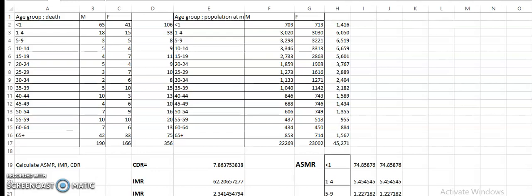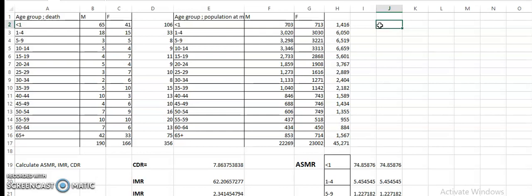Hello guys, it's me again and now I will show you how to calculate the vital statistics mortality. I will show you how to calculate age-specific mortality rate, infant mortality rate, and the crude death rate. Please follow me. I hope you will get a little bit of a clue about the vital statistics calculation.